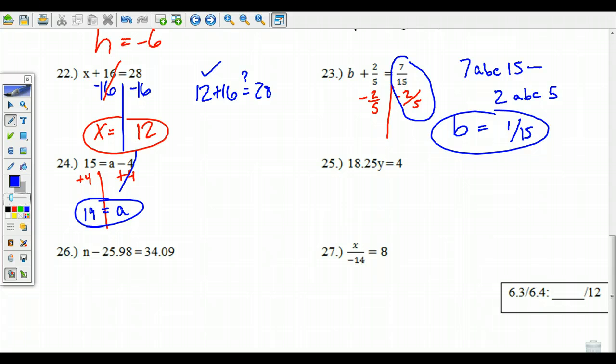In number 25, it's times here. So the opposite of multiplication is division. So we're going to divide both sides by 18.25. And I know a lot of people mistook this one because you have to do the 4 first. You need to type it on your calculator: 4 divided by 18.25. The order is important in that one. In this one, you get an answer of x is equal to, or I'm sorry, y is equal to 0.219.